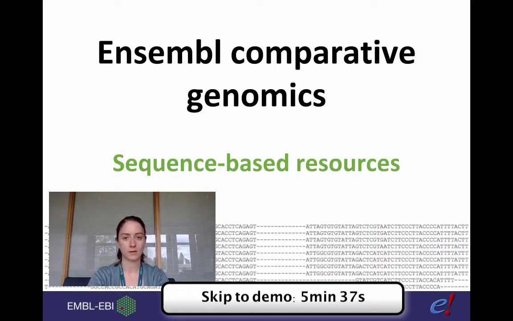Welcome to today's video on comparative genomics data in Ensembl. This is part 2, where we're going to be looking at sequence-based resources. This is predominantly multiple and pairwise genome alignments, which are used to infer things such as synteny and ancestral sequences and so on. Today we're going to start with a short presentation and then go straight into the demo. If you're only interested in the demo, feel free to skip ahead to the time shown below. Otherwise, let's get started.